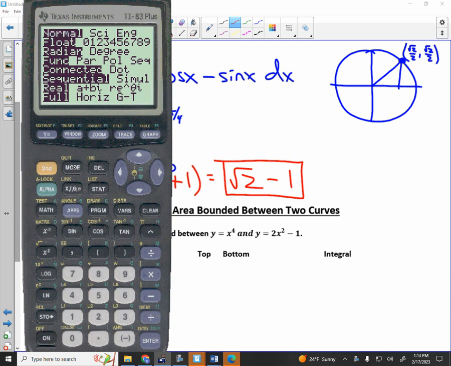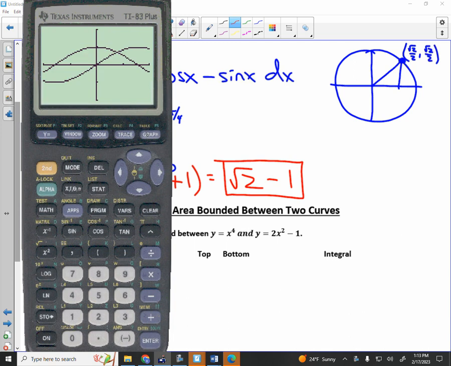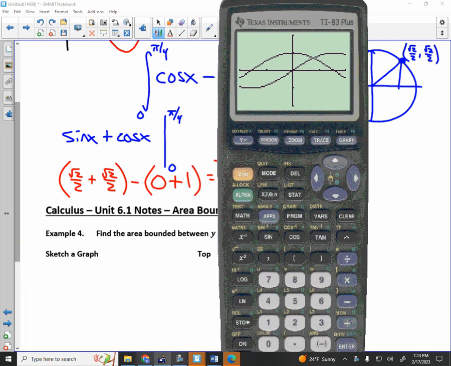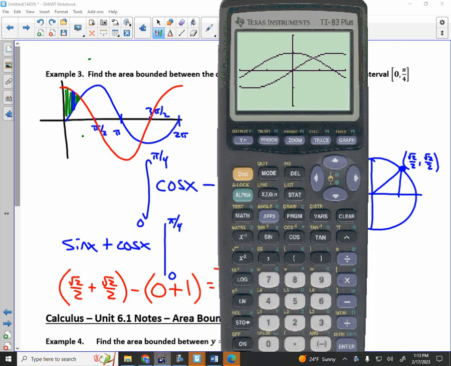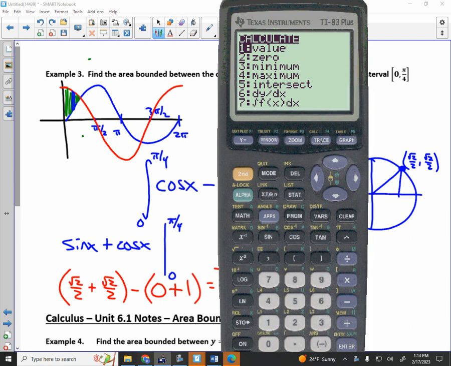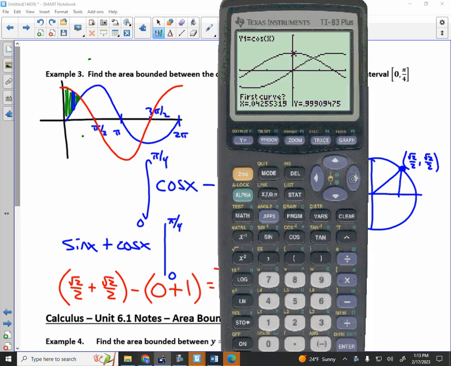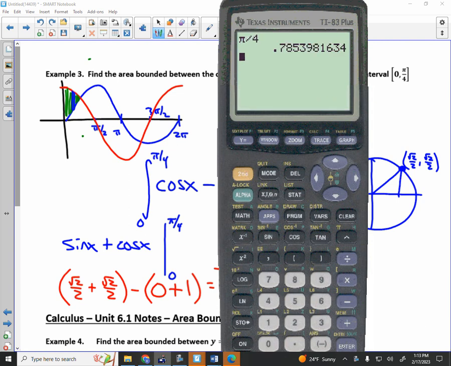I just want to be sure that you understand, because people get confused about what the graph means. As I look at the graph, does that somewhat represent what I have shown right here? Does that look reasonable, that region? It does. So that intersection point should be at pi over 4, agreed? If you wanted to check that intersection, second calculate, number 5. You can roam over near this intersection and press enter, enter, enter, and we get 0.785, which should be the same as pi over 4. I check pi over 4, and sure enough, it is 0.785.